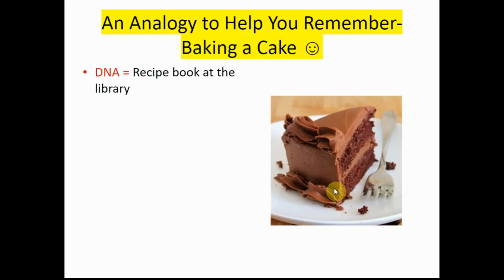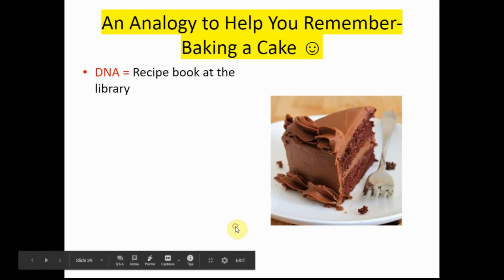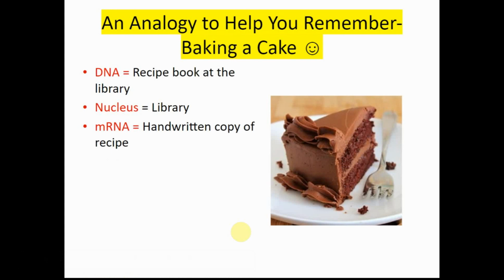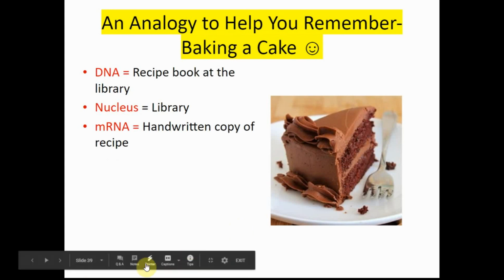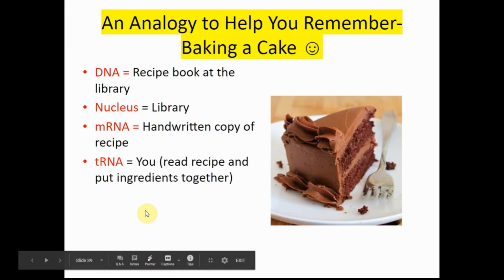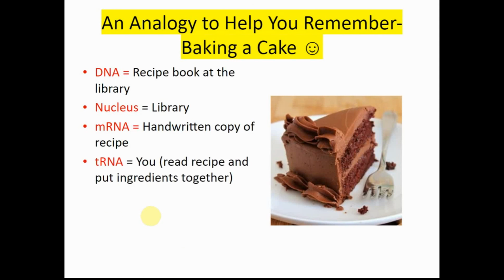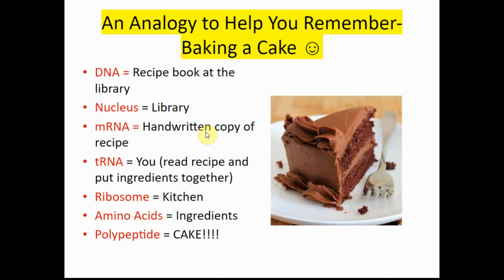You can think of making a protein like baking a cake. This is real old school, but if you had a recipe book at the library, that might be like your DNA since it's got all the genetic information in the cell. The nucleus would be like the library. You're just going to make a copy of one recipe, so that would be your mRNA, like making a copy of one gene, and you can take that out of the library, and you, the tRNA or the baker, you're going to read that mRNA recipe, and you're going to put the ingredients together. The ingredients are like your amino acids, and you're doing this in the ribosome or the kitchen. And if you put your ingredients together in the right order, you make your polypeptide or cake.